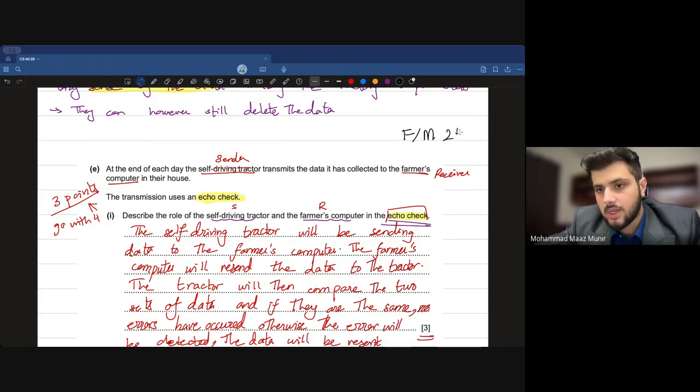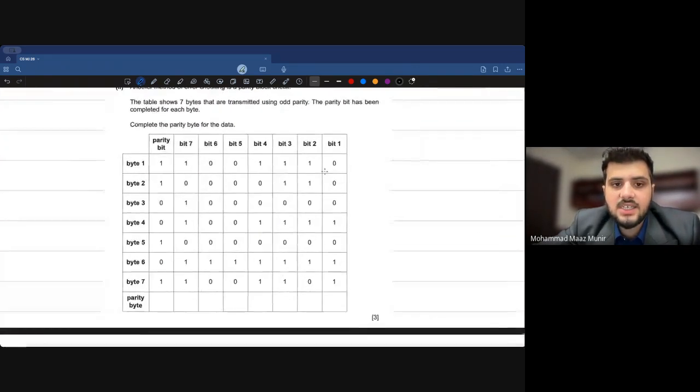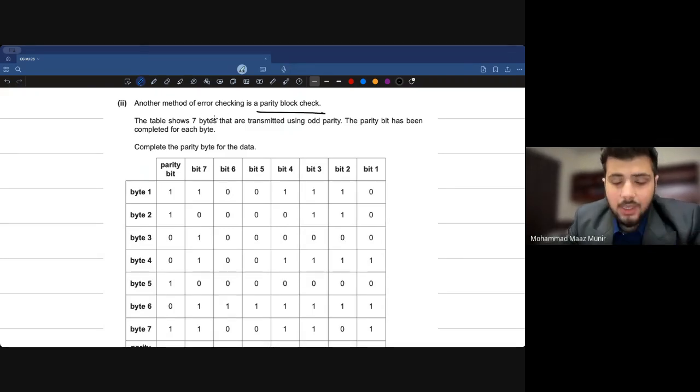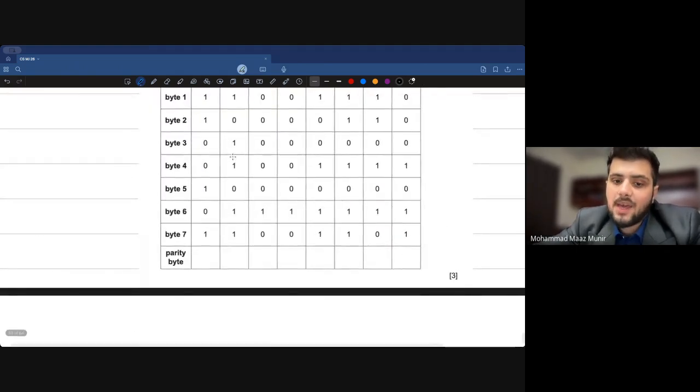February March 24. So now we're going to be looking into this question. It says that another method of error checking is a parity block check. The table shows 7 bytes that are transmitted using odd parity. Extra important, very, very important point: odd parity. The parity bit has been completed for each byte. We just need to complete the parity byte.